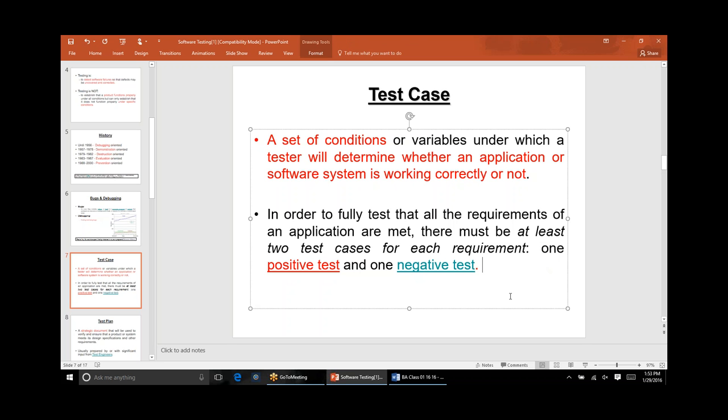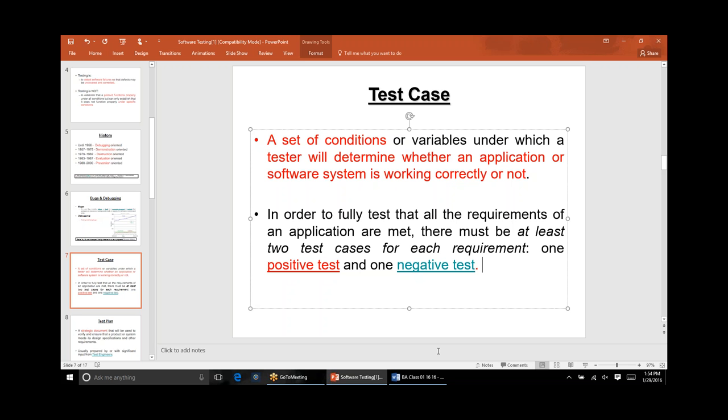Now, what could be an example of a negative test? Negative test basically means when we are not able to do a particular transaction in certain situations. For example, let's take a sales order on Amazon.com. The negative test would be that I should not be able to create a sales order unless I have an account. That is negative, meaning I am not able to create a sales order because I do not have an account. So positive test and negative test.